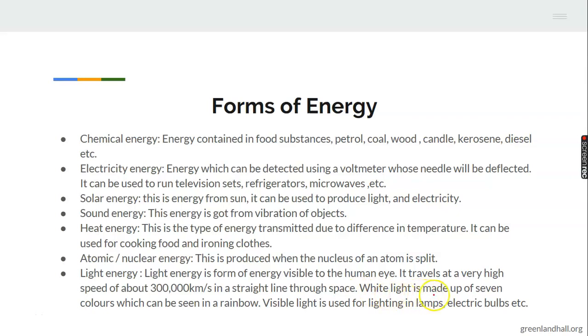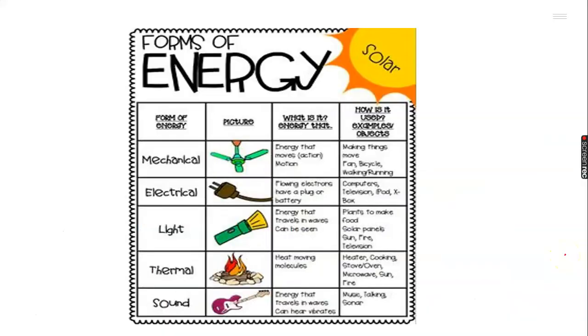Okay, so white light is made up of 7 colors which can be seen in a rainbow. When you draw a rainbow or you see it in the sky, you notice there are 7 of them. Visible light is used for lighting in lamps, electric bulbs, and any light you can think of. So that's forms of energy.